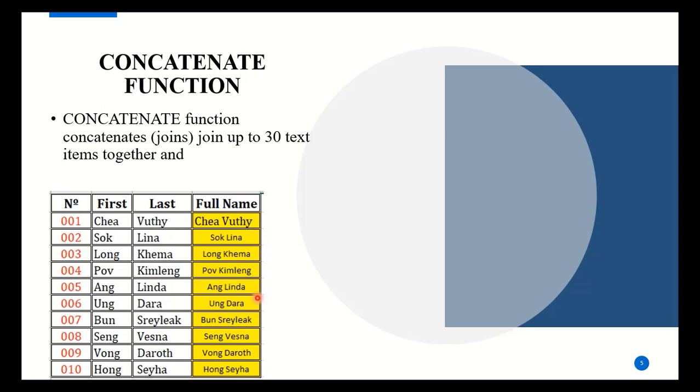So what does up to 30 text items mean? You count, right? So this word: 1, 2, 3, 4, 5, 6, 7, 8, 9. It means that both of them, the first and the second column, the text together must be less than 30. If it's more than 30, it cannot concatenate for you, right? So understand about this function. Note, it returns the result as text, right? You see, the result that this function returns for you is text.